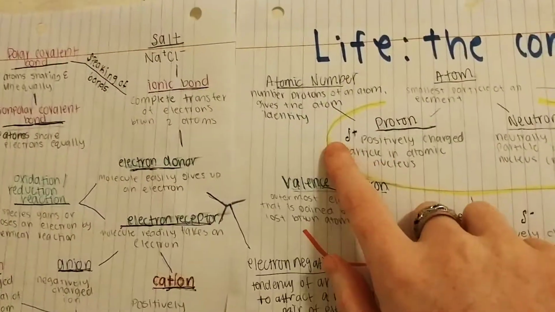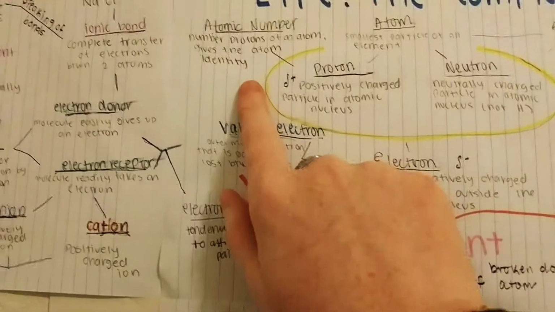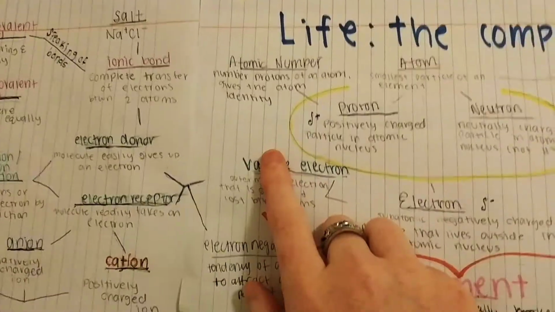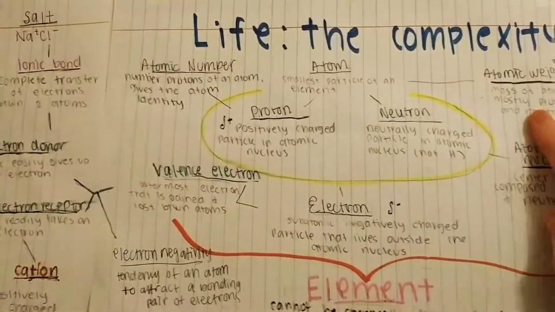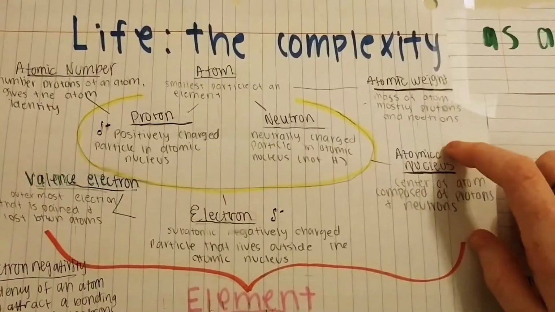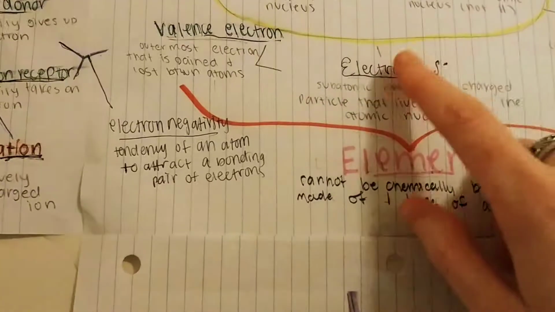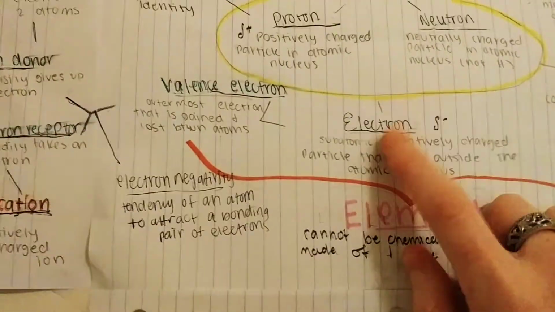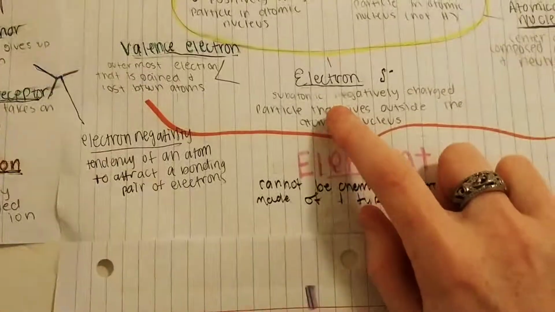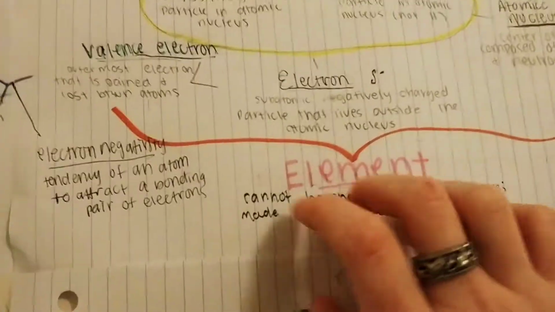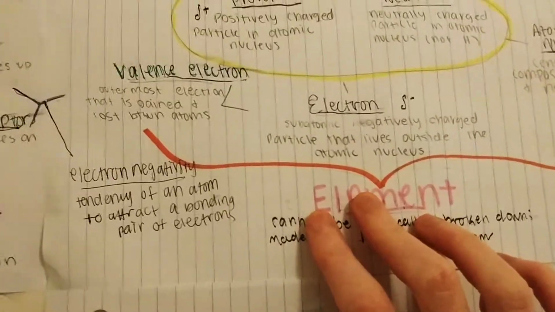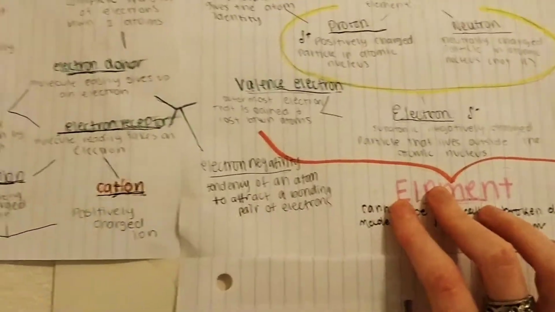And the atomic number, which is connected to the proton by being the number of protons of the atom, gives the atom identity. The atomic weight of the atom is the mass of an atom, which is mostly just composed of protons and neutrons. An electron is outside of the nucleus in an electron cloud, and it's a subatomic negatively charged particle that lives outside the atomic nucleus.